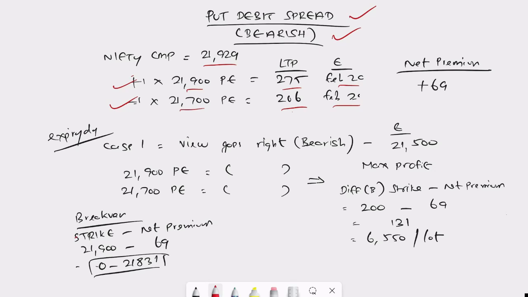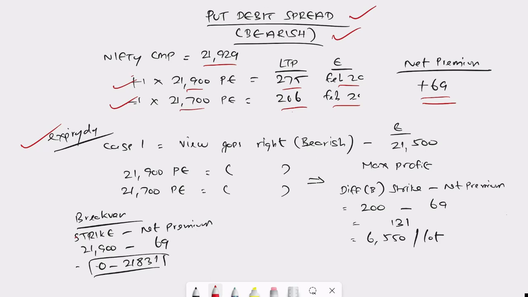Here it is a put debit spread, so the premium paid is higher than the premium received, so the net premium is the difference between the premium paid and received, which is 69, which is the net premium paid. That is why it is called a debit spread. On the day of expiry, we know we can have only two scenarios. Either the view should go right or the view should go wrong. In this case, it is a put debit spread, which has been used for a bearish view.